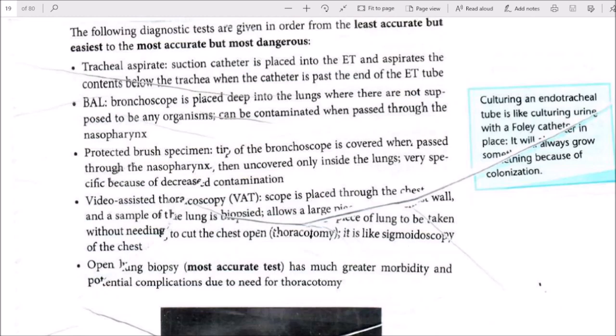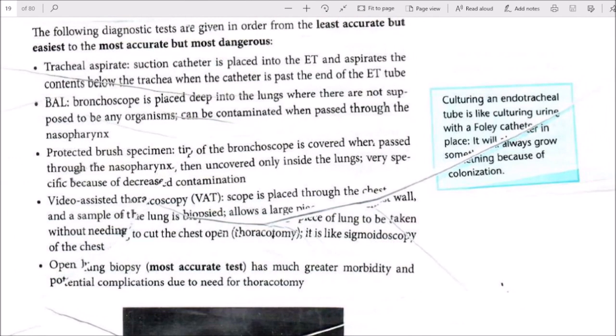Thoracoscopy is like laparoscopy of the chest. Open lung biopsy is the most accurate test, but has much greater morbidity and potential complications due to the need for thoracotomy. Culturing an endotracheal tube is like culturing urine with a Foley catheter in place. It will always grow something because of colonization.